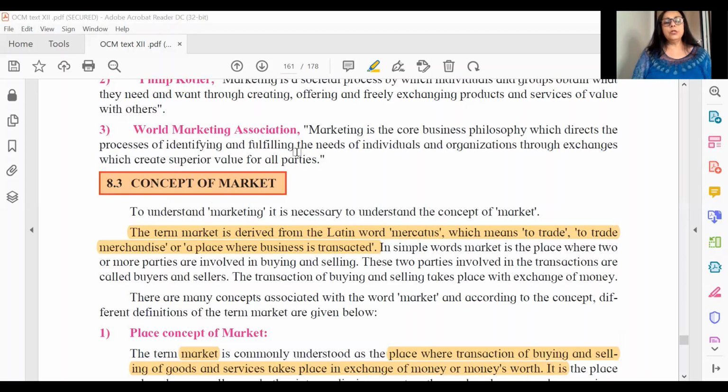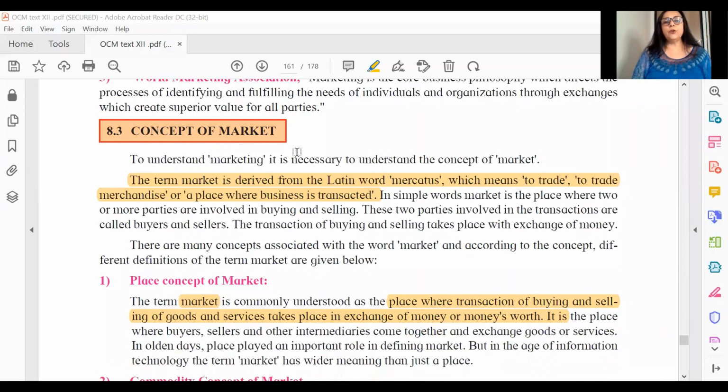So if you see here, for example, first of all, you have again the very popular thing: the word market is derived from the Latin word, objective 1, mercatus, however you pronounce it, which means to trade, or to merchandise. So this is a place where business is transacted. So dear students, just in these two lines, you'll see several objectives could be asked from here.